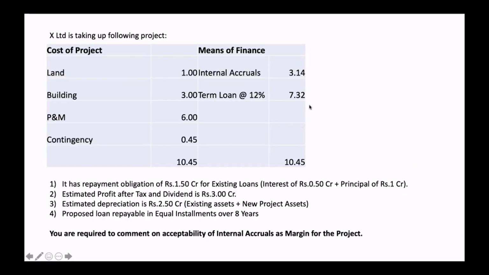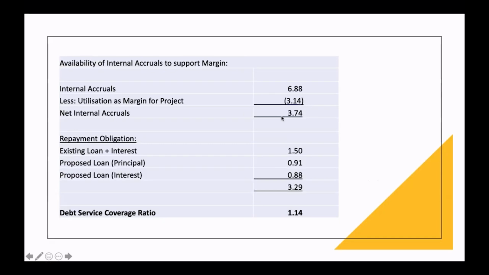What is the proposed repayment obligation? 7.32 crore divided by 8 years. So you will get your annual repayment plus the interest. So let's capture that here. Existing loan plus interest is 1.5 crore. Proposed loan principal is 0.91. That's nothing but the total loan amount divided by 8 years. And proposed loan interest for the first year is 0.88, and that makes 3.29 crore. So 3.74 crore is the sources available and 3.29 crore is the obligations, that is, uses. And now if you calculate 3.74 divided by 3.29, you get gross DSCR.